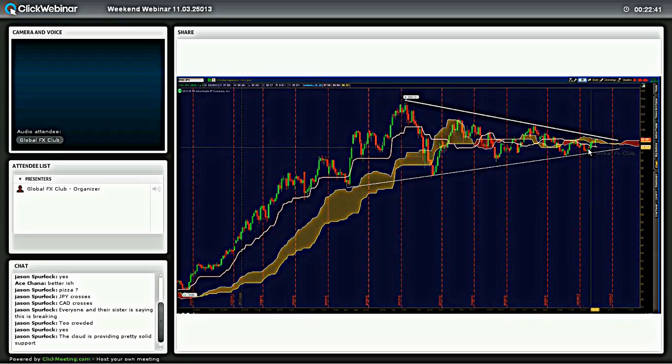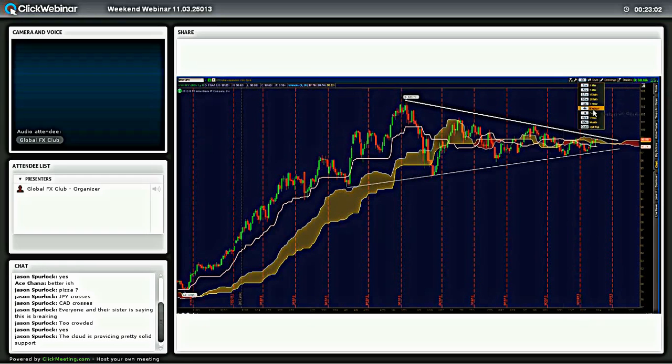So what I'm looking for is a clear breakout. Perhaps the pair could establish a trend thereafter, and we could start seeing the Kijun climb up and the future cloud point in the direction of the bulls. All right, so definitely looking for a break above this descending trend line for possible longs on dollar yen.